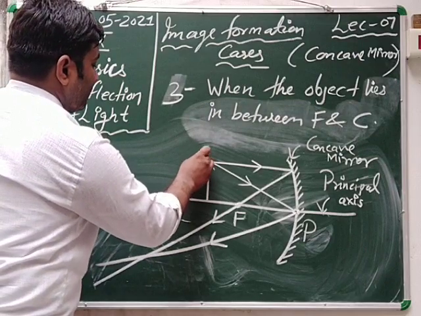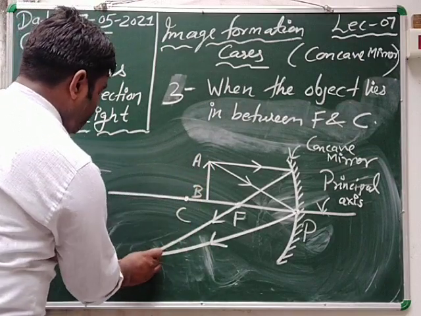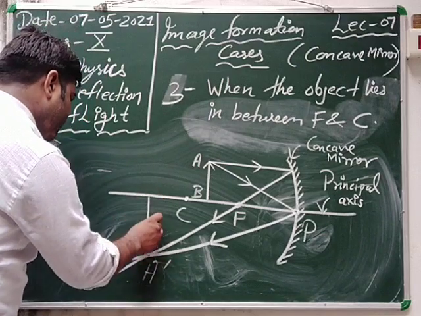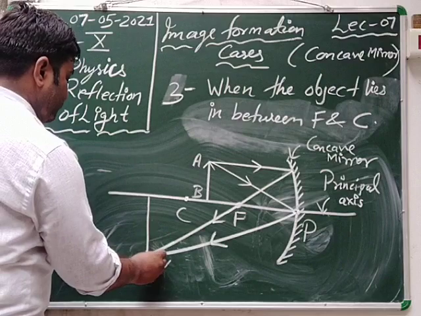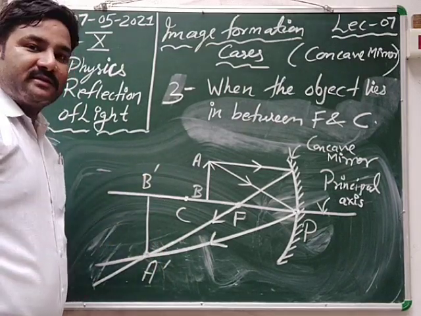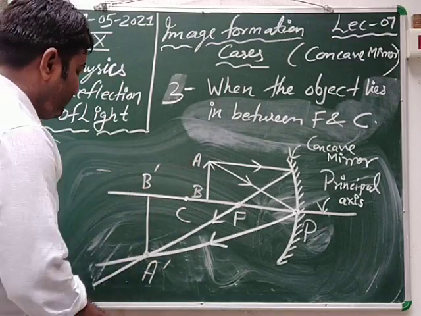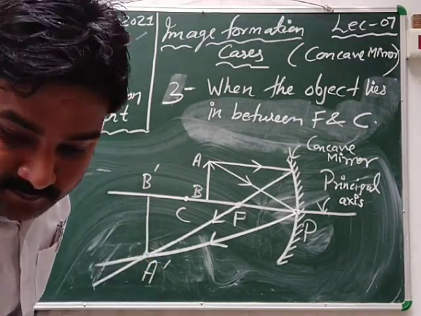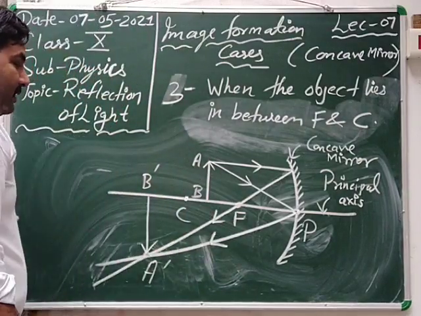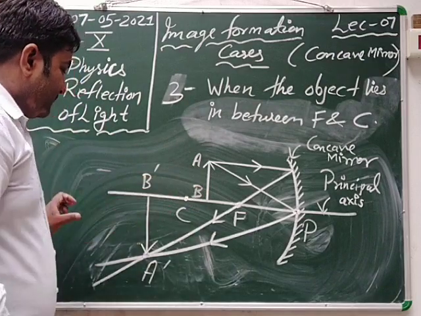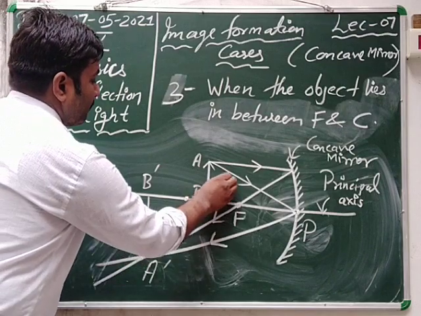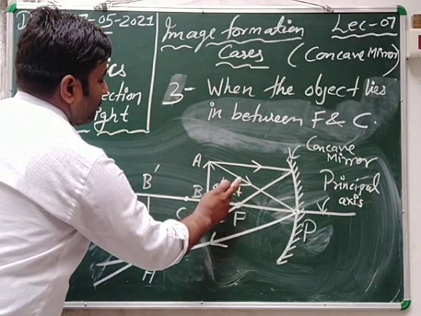This one is what? AB, and this one A dash. And when we draw perpendicular from this principal axis, this one will be what? B dash. This is the image. This is the image of an object AB. Here this one, you see, AB is the object and this one is the image. Clear?